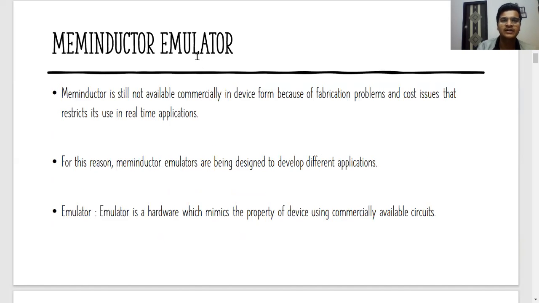Now moving forward, mem inductor emulator. What do we mean by an emulator? An emulator is a hardware that mimics the property of a device using the commercially available circuits. So mem inductor is still not available as a device form, so we have to emulate it. That is, we have to mimic its property using the already available analog building blocks, which we'll see in the coming slides.